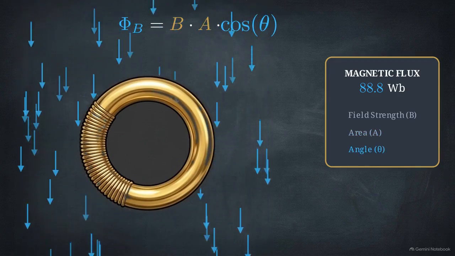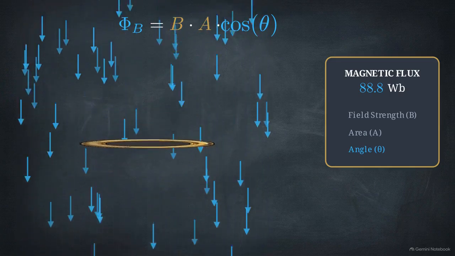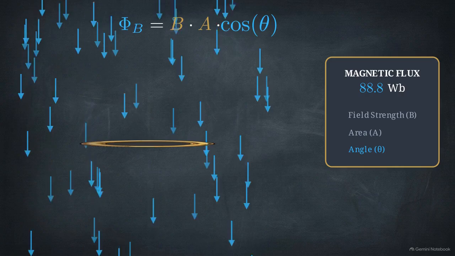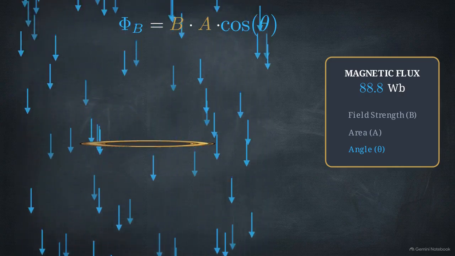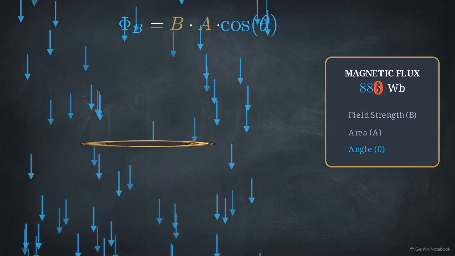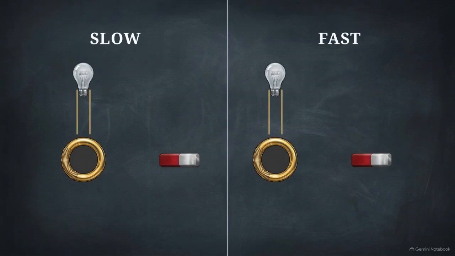The third variable is the angle. If the loop turns sideways, the magnetic field lines slide right past the outer edge. Even with a strong magnet and large loop, if the field doesn't penetrate the center, the flux is zero. Magnetic flux is the interactive relationship between the strength of the field, the size of the area, and the exact angle of their intersection.